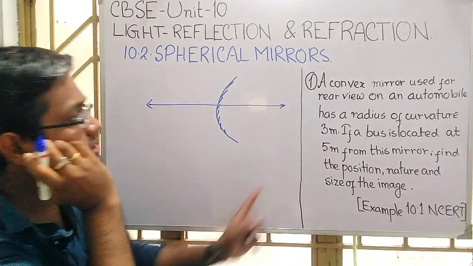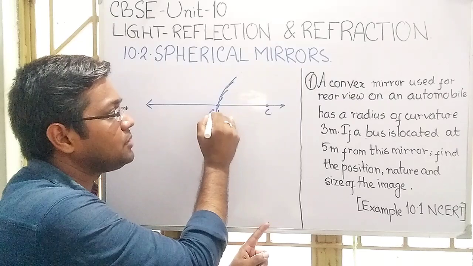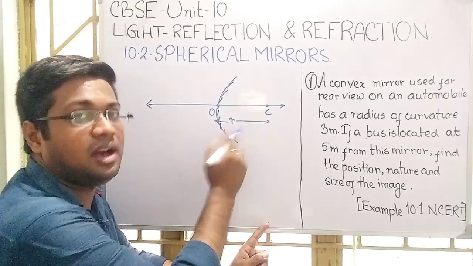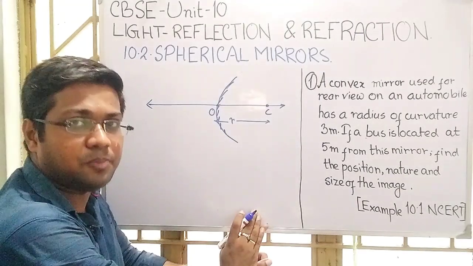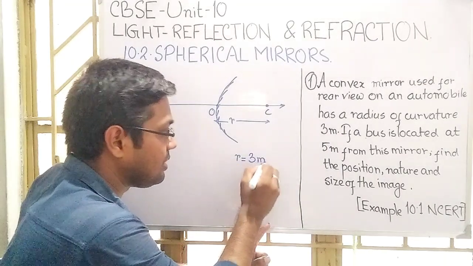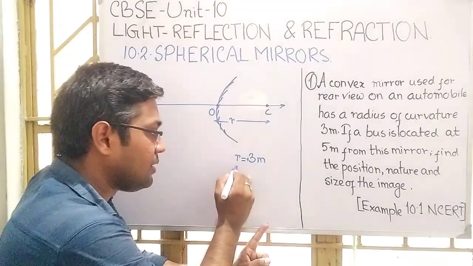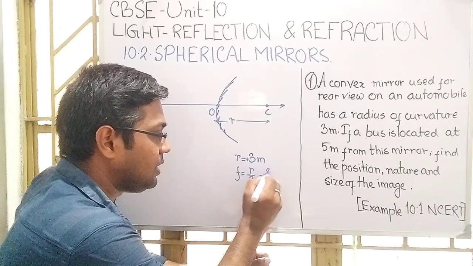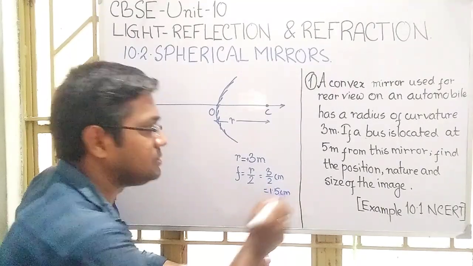So here just see, the radius of curvature is 3 meters, so it is C. All the distance is measured from the pole, so it is O, so this is R. But this R is behind the mirror, or on the right hand side of the pole. So you can see the radius of curvature, it is 3 meter, it is plus according to sign convention. So what is the focal length? We know that f equal to R by 2. So the focal length will be 3 by 2, that is 1.5 meter.